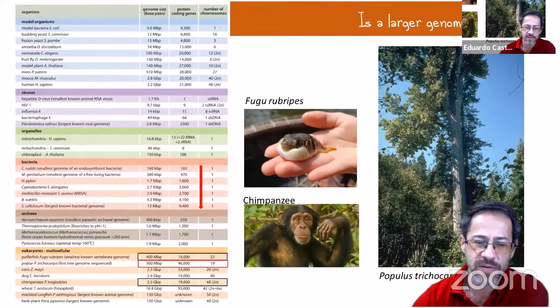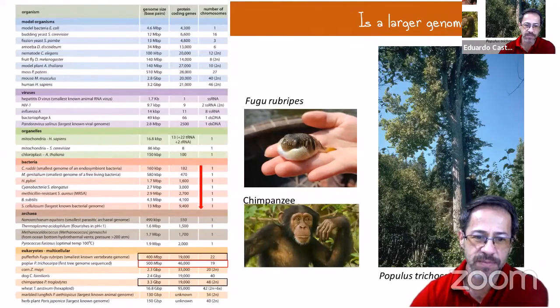What happens if we go further down? We see how the genome size increases: 160, 580, 1.7 million, 2.7 million, 2.9 million, 4.3, and 13. So the number of base pairs, the amount of DNA present, is increasing as the number of protein coding genes increases. So that's very nice. There is more DNA, there are more protein coding genes.